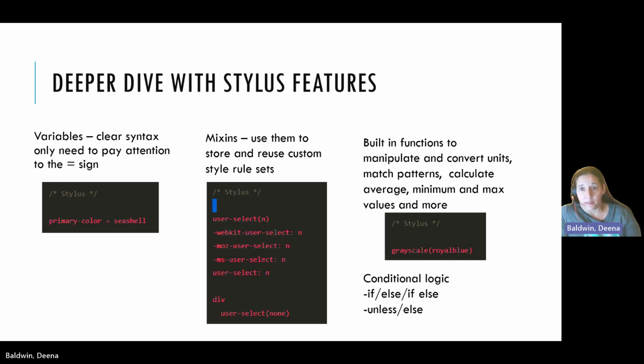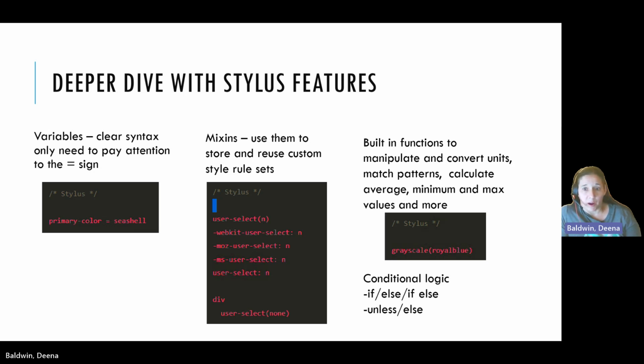In this example, sorry, I got lost there for a second. Yeah, so we can reuse rule sets as seen in the example. That's the mixins. The built-in functions, what I was going to say is in this example, we can quickly find the grayscale equivalent of any color using the grayscale Stylus function, which is a built-in function there.